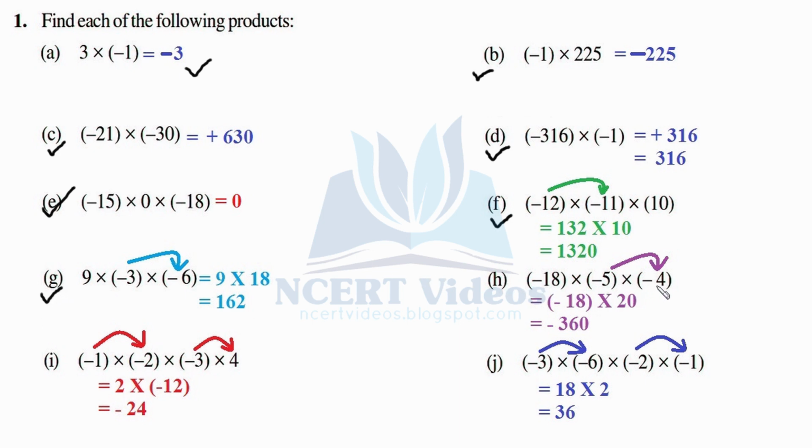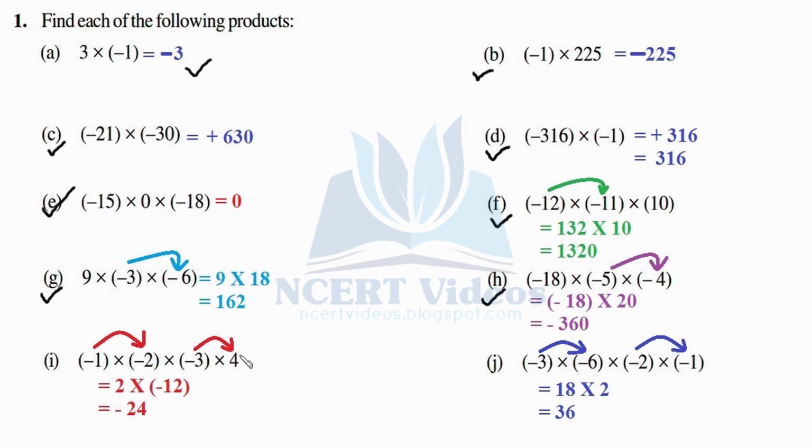H part. Now here first we will multiply 5 into 4. It will give you 20. Minus minus is plus. Therefore plus 20. Now multiplying with minus 18. 18 2s are 36. Fixing 0 to multiply it with 10. And plus minus is minus. Therefore minus 360.